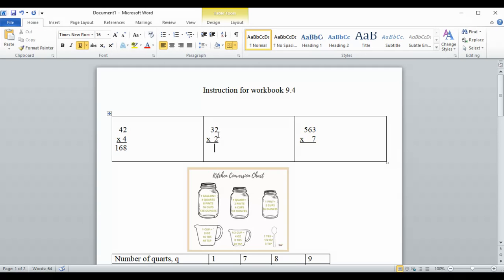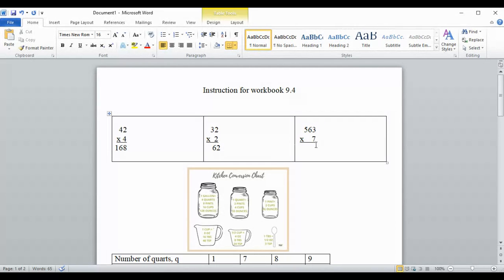So 2 times 2 is 4, and 2 times 3 is 6. So our final answer is 62. I need to turn off the underline button. All right. Now, if we had estimated this, we would estimate this to be 30, and 2 times 30 would be 60, and 62 is close to 60. So we are in the ballpark.